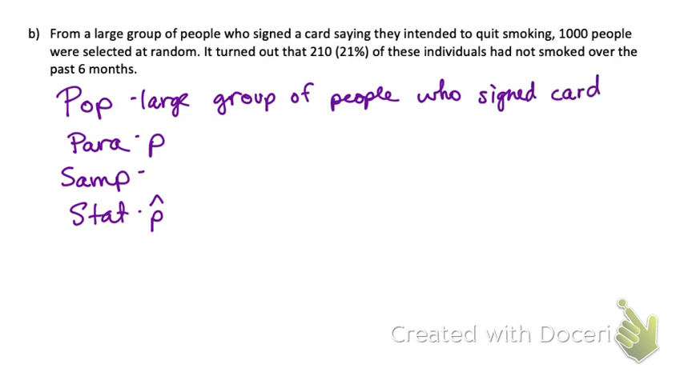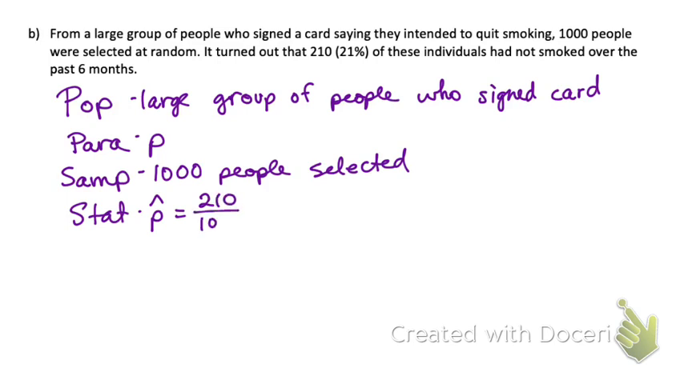And who's the sample? 1,000. That's the 1,000 people selected. Good. And the only thing that we know additionally is we actually do know the p-hat value. What is the p-hat value? 210 over 1,000. You could also say that it's 21%. You could also say it's 0.21. All of those are equivalent.